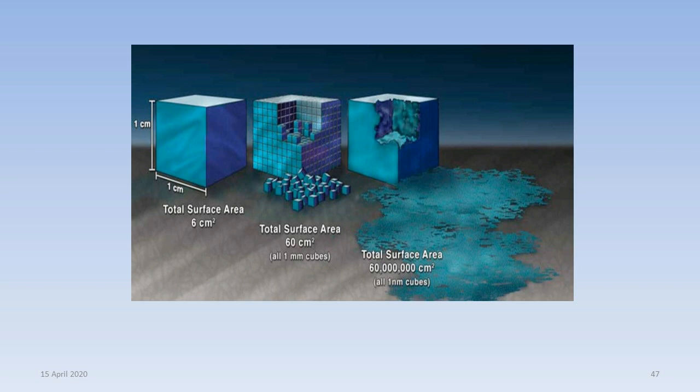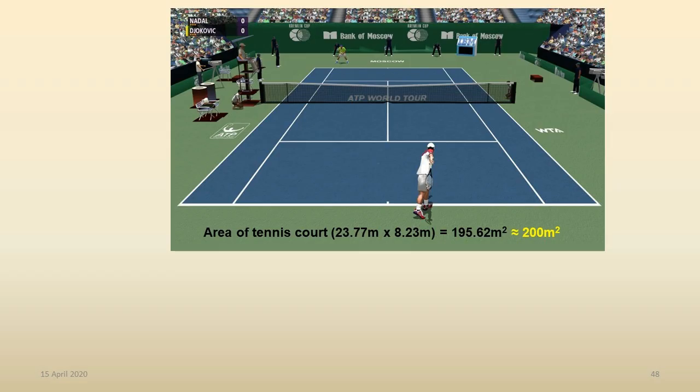We start from a 1 centimeter length cube and we get a surface area of 6 centimeters squared. And finally, we divide that 1 centimeter cube into small cubes, with each cube having 1 nanometer dimension, and we have reached a point where it is 6 into 10 power 3 meters squared. This is how the area becomes very large. So for a comparison, we can take a tennis court whose dimensions are given. The area comes around 195.62 meters squared. So for calculation, let us approximate it to 200 meters squared.